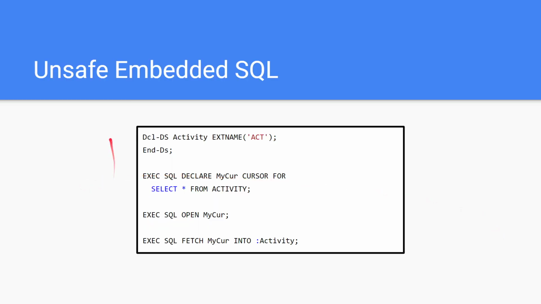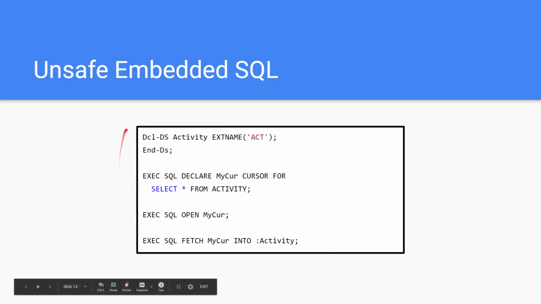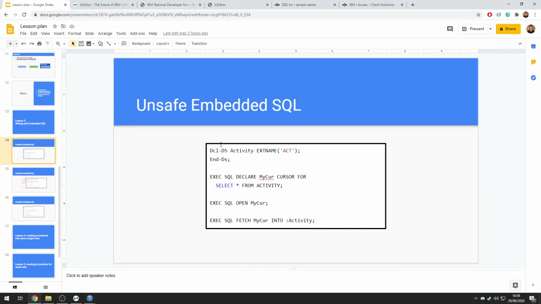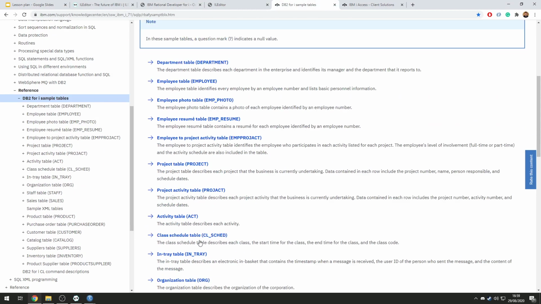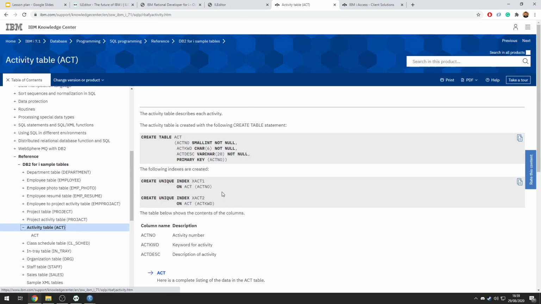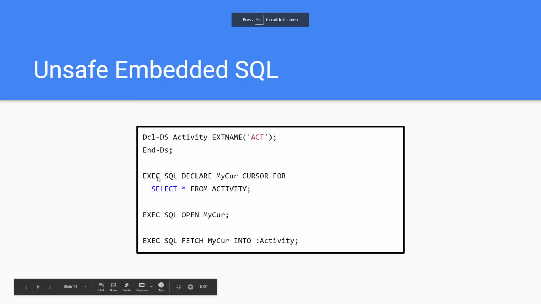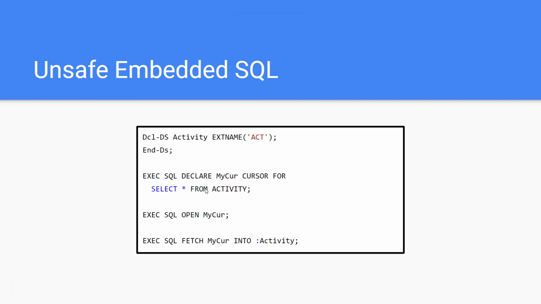So here's an example of some embedded SQL, right? We have a data structure here called activity, and the ext name is act. So act does actually come from our sample tables right here. It has 3 columns: act no, act keyword, and an act description. So that's going to be 3 columns. That's an int 5, character 6, and varchar 20. Okay, fairly simple. And then we're doing exec SQL declare my cursor for select all from activity.